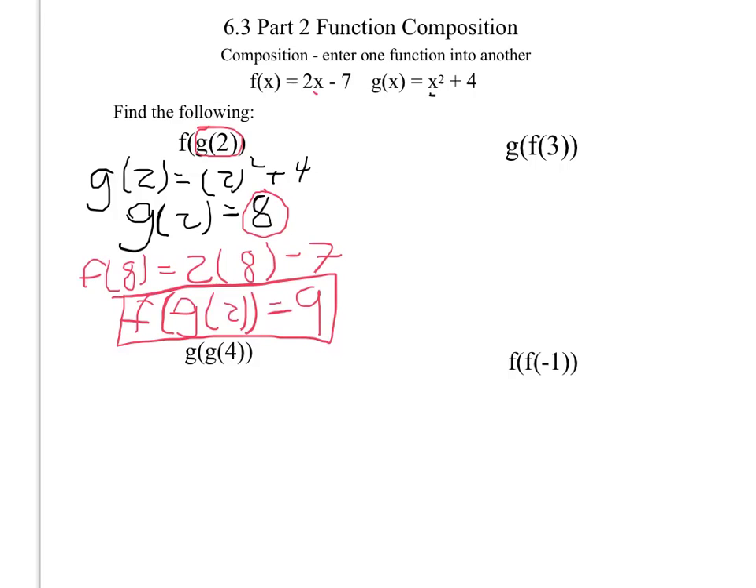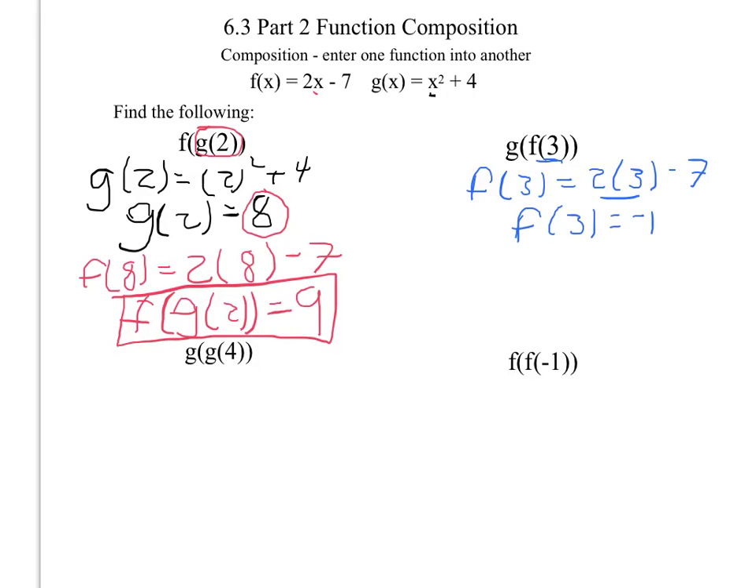Next one we're going to do, it starts out g of f of 3, so we're just going to work inside first. F of 3. So f of 3 equals 2 times 3 minus 7. So order of operations says we should multiply and then subtract. So 6 minus 7 would be negative 1. So f of 3 equals negative 1.